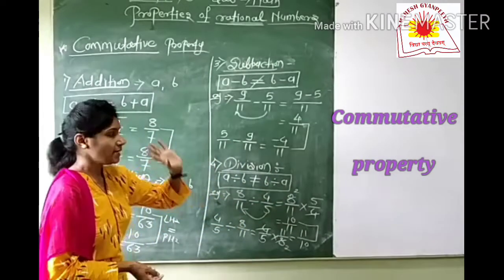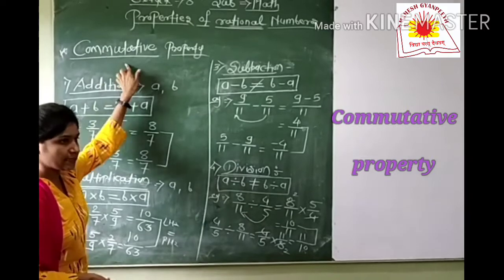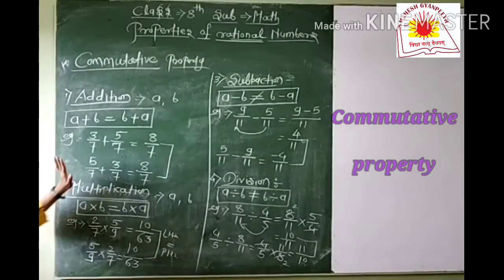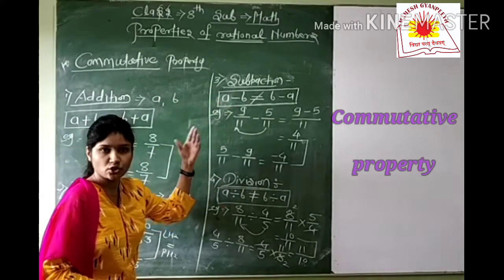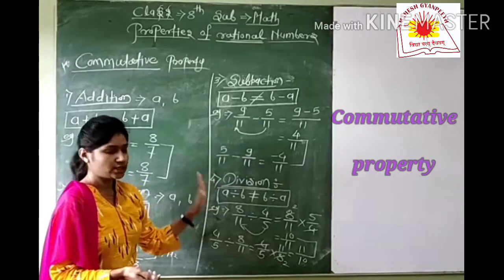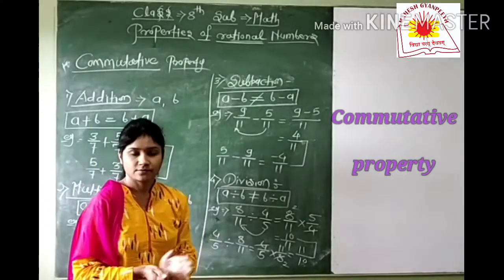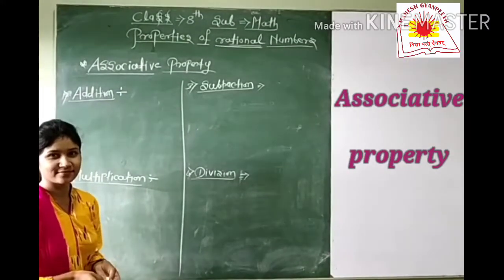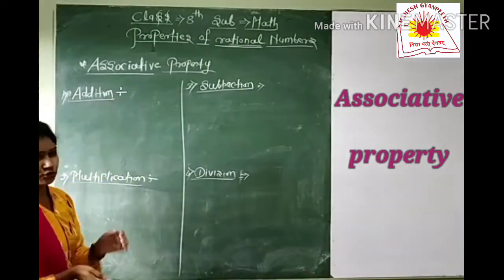Overall, what you want to observe here is that the commutative property is applicable to addition and multiplication, and not applicable to subtraction and division. So these are the types we discussed for the commutative property. Now next is the associative property.